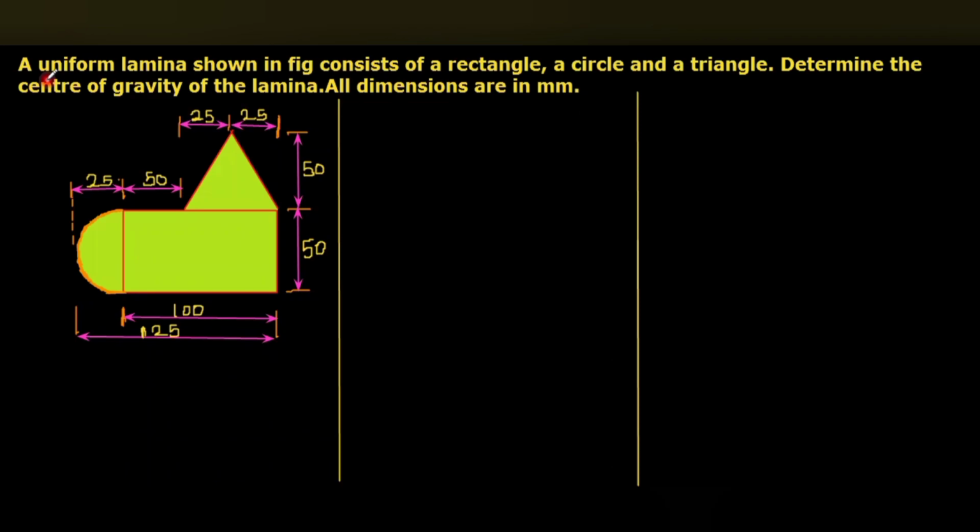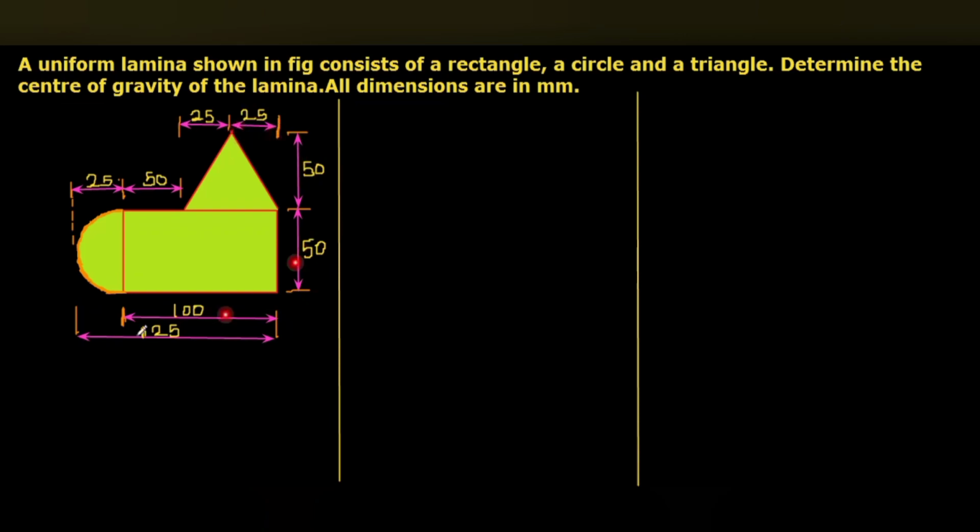Today's class we are going to discuss a numerical on the topic center of gravity of unsymmetrical section. Let's go to the numerical. A uniform lamina shown in figure consists of a rectangle, a circle and a triangle. Determine the center of gravity of the lamina. All the dimensions are given in mm.